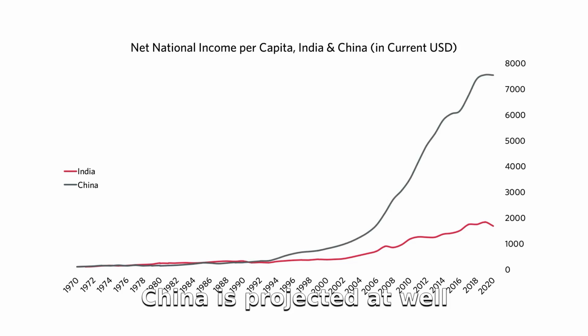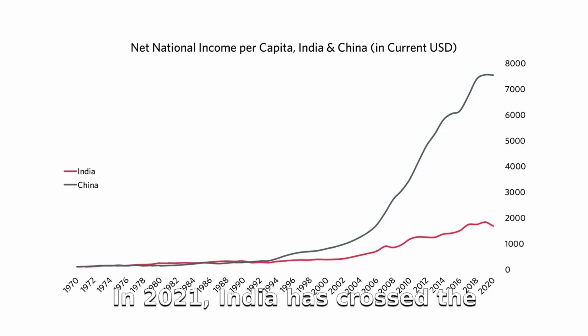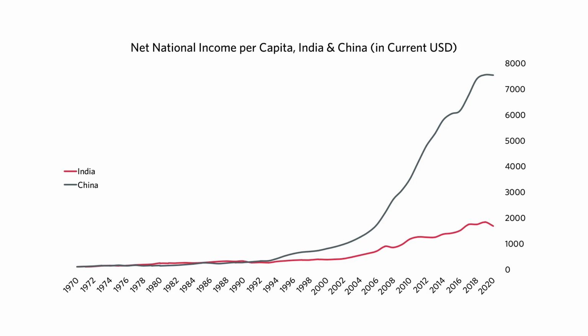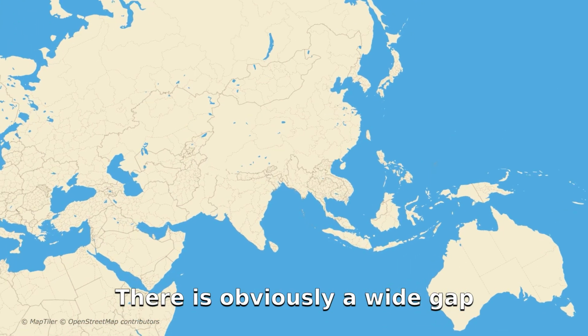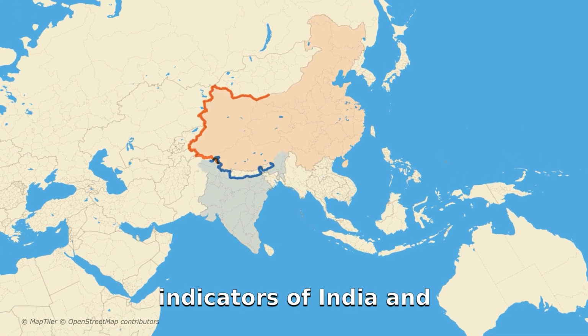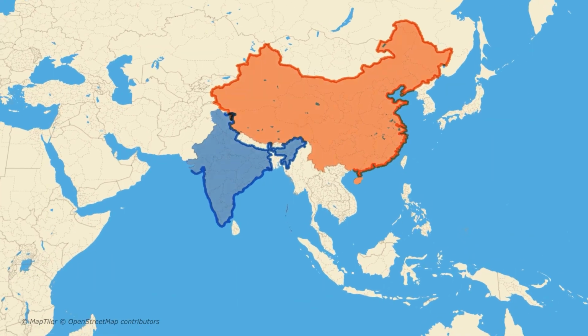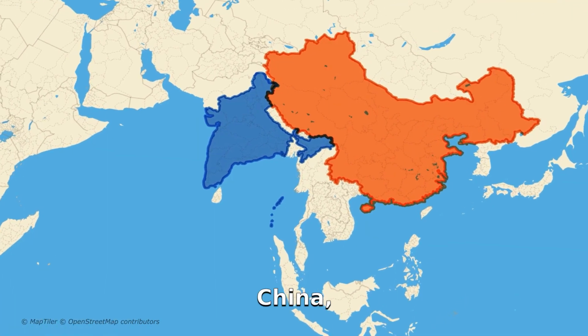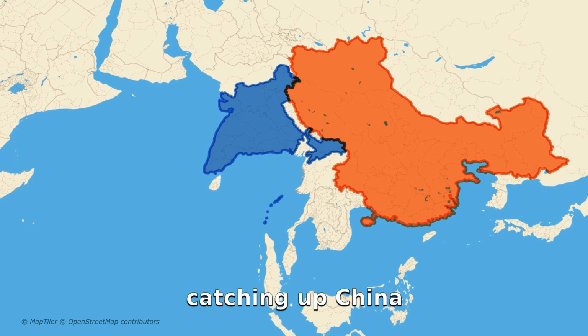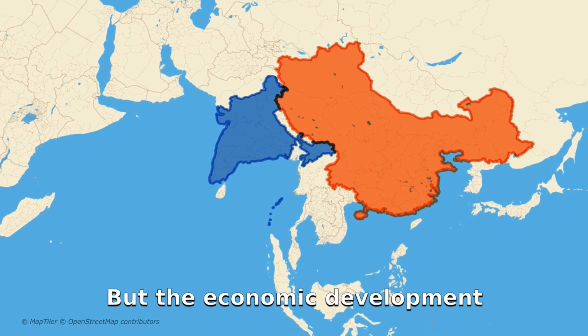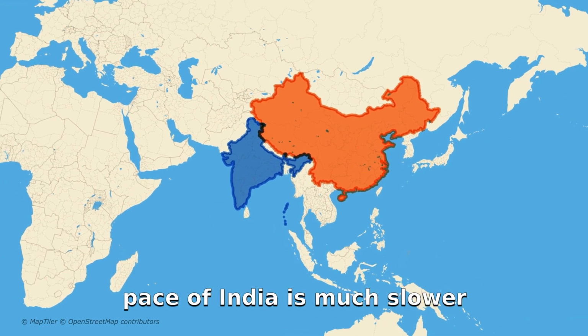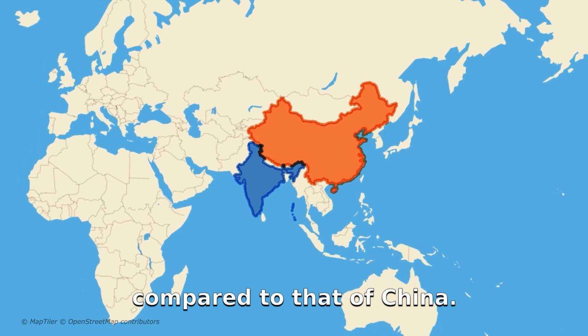While China is projected at well over $8,000 in national income per capita in 2021, India has crossed the $2,000 mark in income per capita for the first time in 2021. There is obviously a wide gap between the main economic indicators of India and China. Even though India is lagging China, the South Asian nation is catching up with China eventually. But the economic development pace of India is much slower compared to that of China.